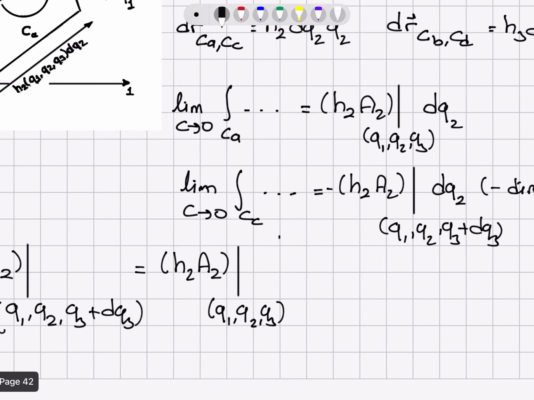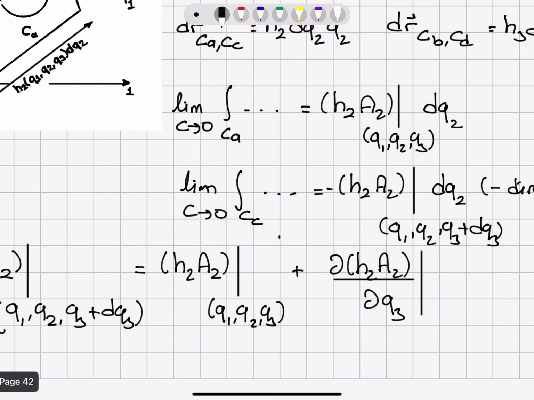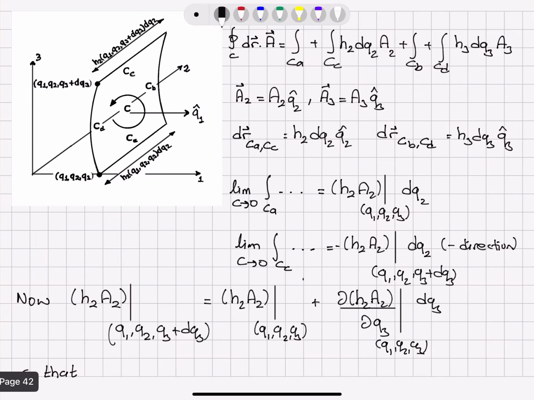And then I have to take the partial derivative of H2A2 with respect to Q3, evaluated at the point dQ3 is 0, which is Q1, Q2, Q3, multiplied by dQ3. So now I'm going to add CA and CC integrations.